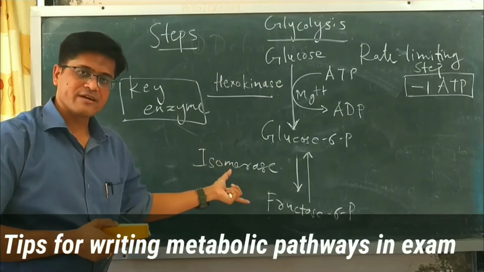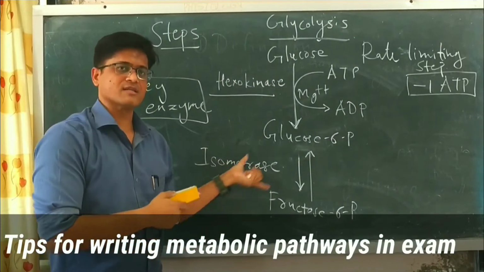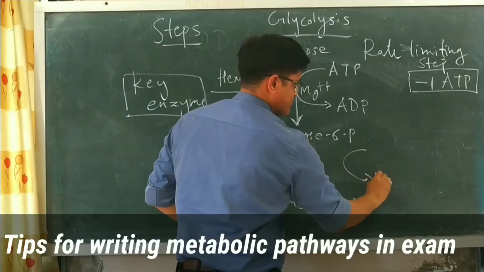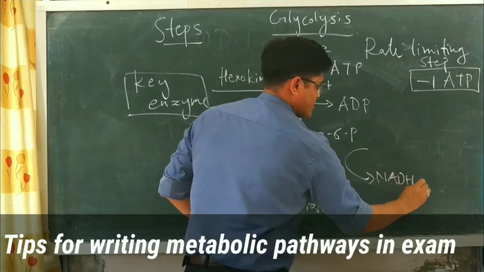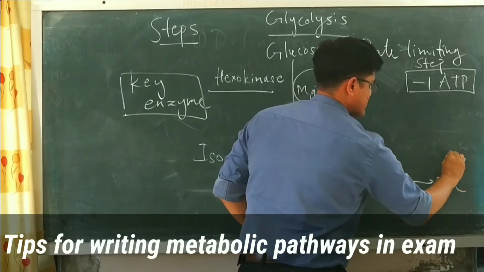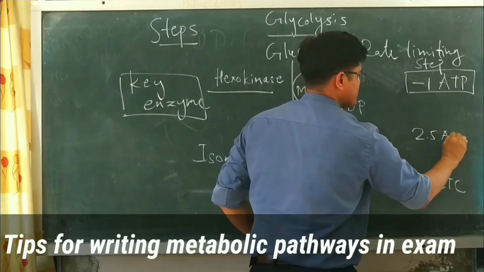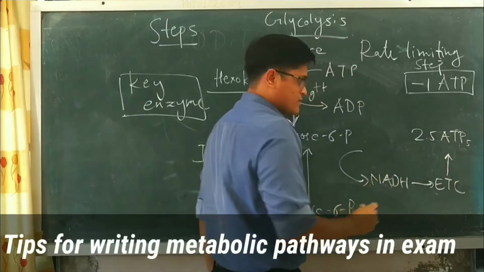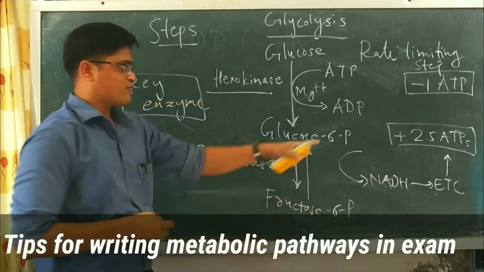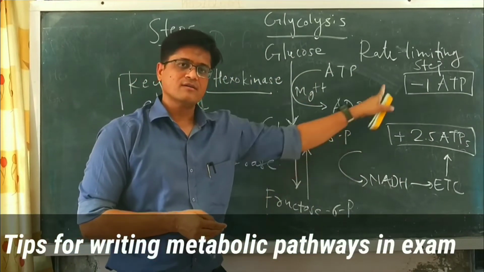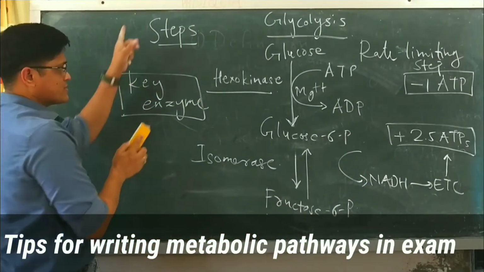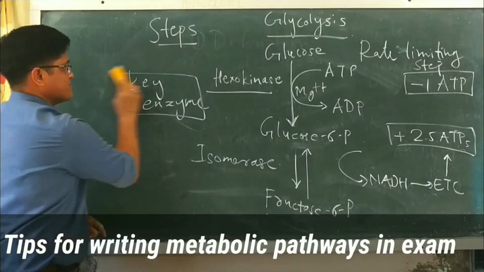If the ATP is generated at the substrate level, you should mention substrate level phosphorylation. If NADH is generated, it enters into the electron transport chain and generates 2.5 ATPs. Okay, so like that you should mention. So at the time of energetics, you can easily calculate the net energy expenditure. So these are the things about the steps of the pathway.